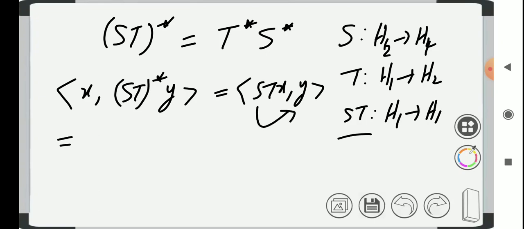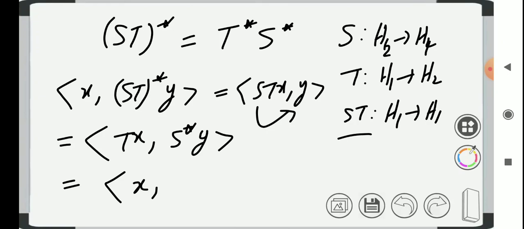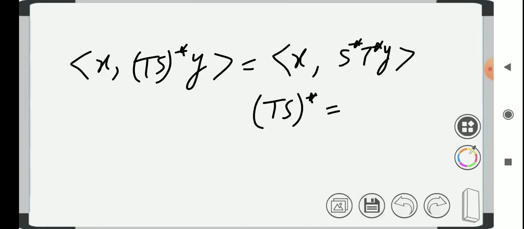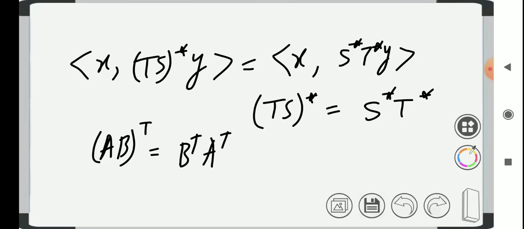By moving this S, we can see this first coordinate as S acting on Tx. We can simply move S from the first into the second variable, which will give us inner product of Tx with S star y, and now for T we can write this as T star S star y. From this equality we get inner product of x with T star S star y is the same as inner product of x with the adjoint of ST. Hence we got that the adjoint of ST should be the same as adjoint of T times adjoint of S. This is like what you have done in matrices, that AB transpose is the same as B transpose A transpose, because in the case of real matrices adjointness corresponds to simply the transpose, which is the same property here, which we have already studied.